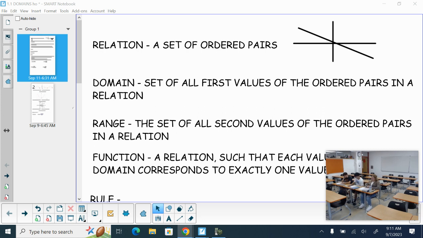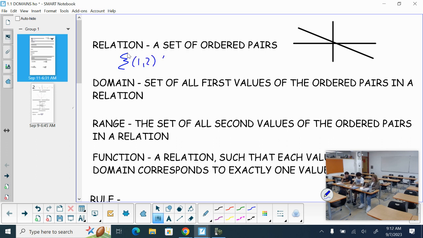When we were in trig class, we said a relation was a set of ordered pairs. Okay, a set of ordered pairs. Now we can signify the set of ordered pairs as an actual set. We can write it as sets, and that would give us a set of ordered pairs. When we talk about a group, a set, we're looking at just a group of ordered pairs.